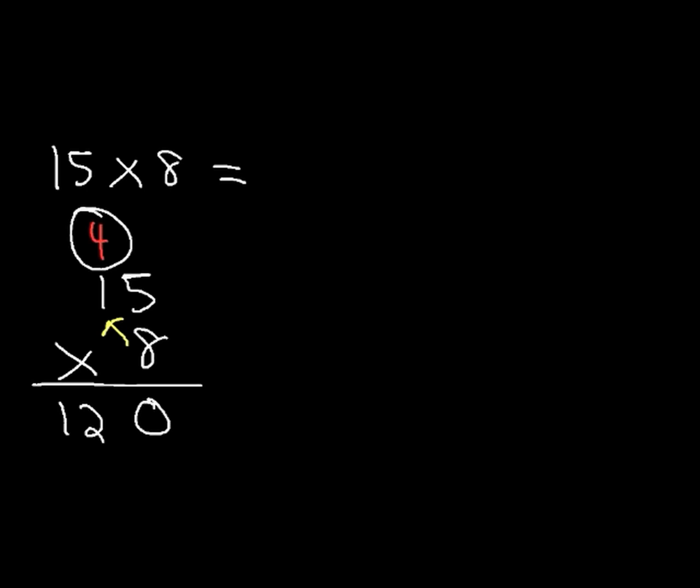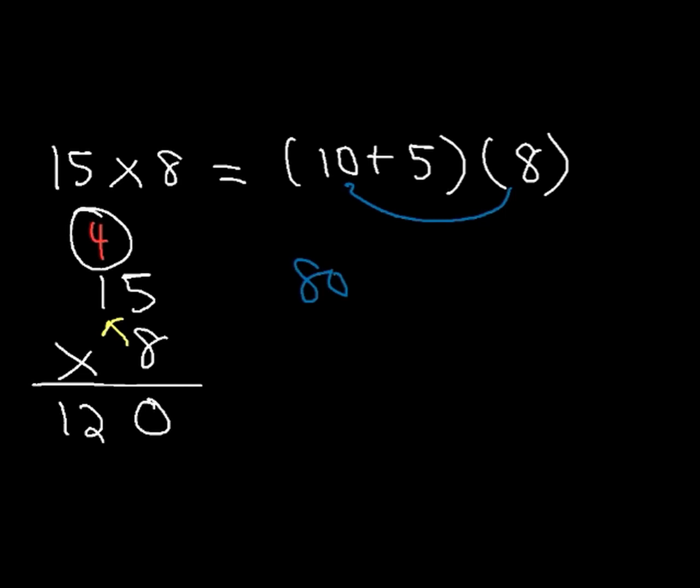Now, another way you can do this is you can break up the 15 into 10 plus 5. 10 plus 5 is 15, and then multiply by 8. 8 times 10 is 80, and 5 times 8 is 40. Now, 8 plus 4 is 12. If you add the 0, you get 120. So 80 plus 40 is 120.